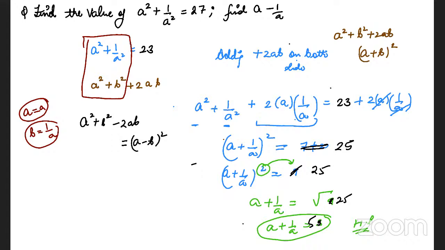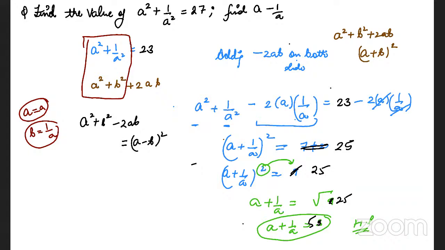No, you didn't understand anything, Joshua. You have to use the identity. So now instead of adding plus 2ab, we need to add minus 2ab. So it will become like this.